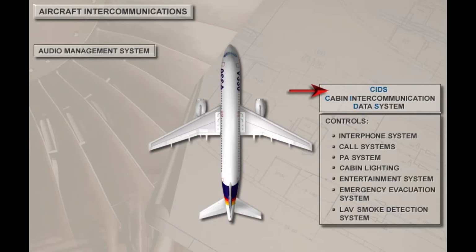The Cabin Intercommunication Data System, or SIDS, transmits, controls, and processes signal information for the following cabin systems: cabin and service interphones, call systems, passenger address system, illuminated cabin signs, reading lights, cabin lights, the passenger entertainment system, emergency evacuation signaling, and lavatory smoke detectors.